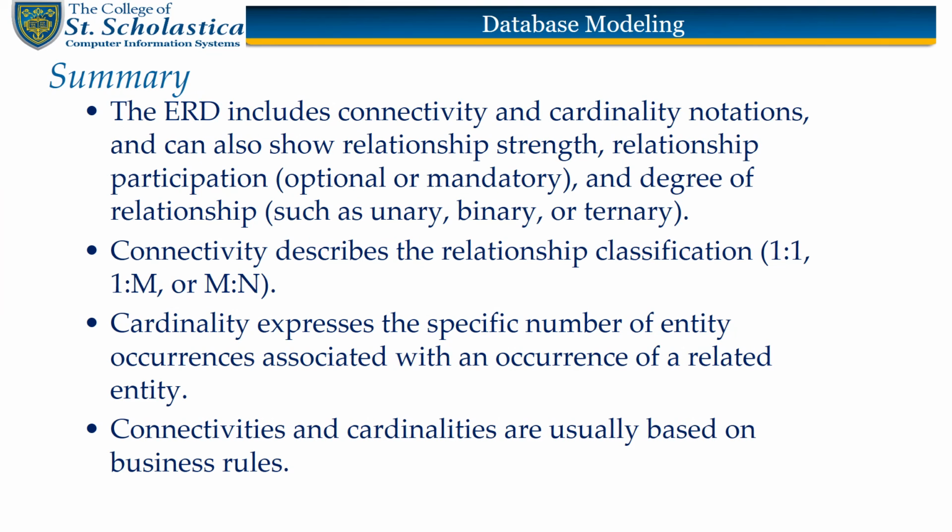In summary, the ERD includes connectivity and cardinality notations and can also show relationship strength, relationship participation, which is optional or mandatory, and the degree of relationship, such as unary, binary, or ternary. Connectivity describes the relationship classification as one-to-one, one-to-many, or many-to-many. Cardinality expresses the specific number of entity occurrences associated with an occurrence of a related entity. Connectivities and cardinalities are usually based on business rules.